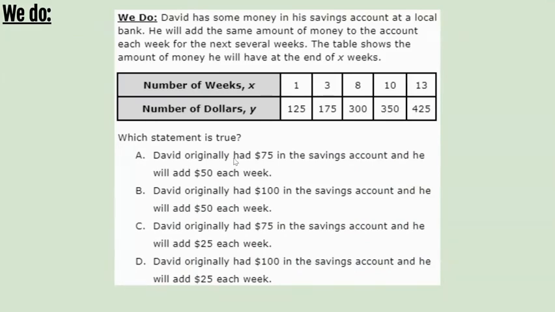We're going to have to find our each week. And anytime you see something that has each week, that is going to be your slope. That's what you're looking for as your slope. So anything that has each week. The original, that is going to be your y-intercept. That is our starting amount.